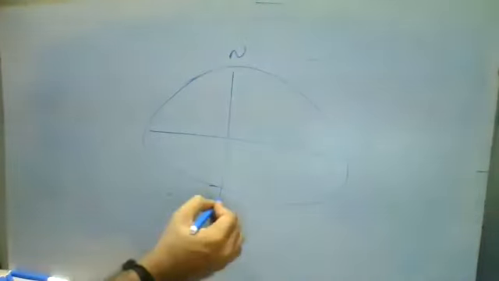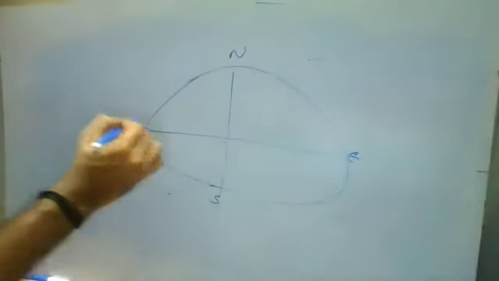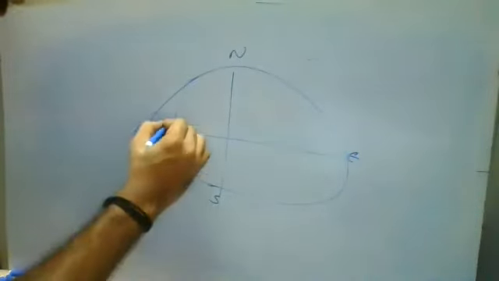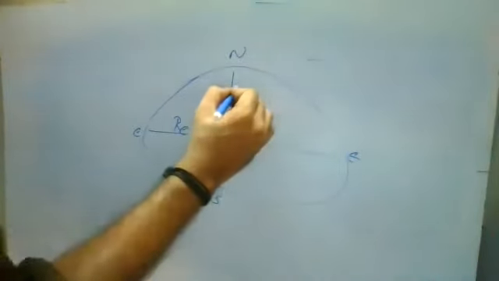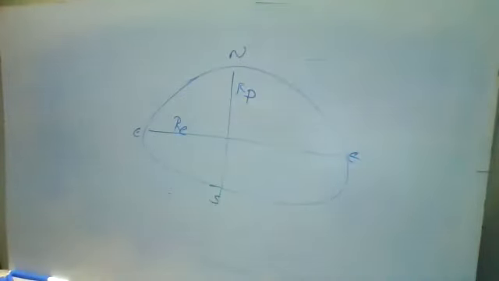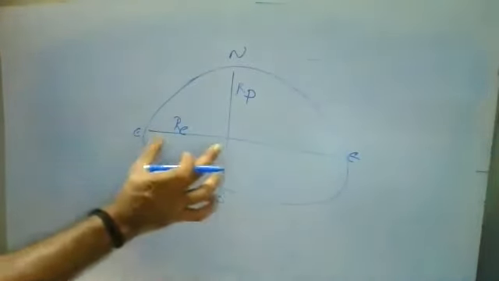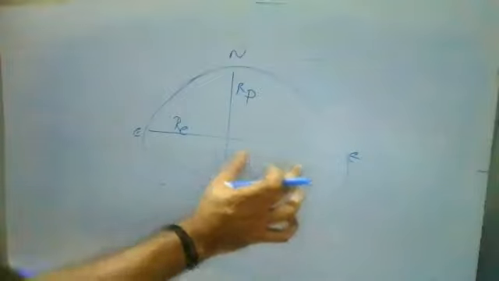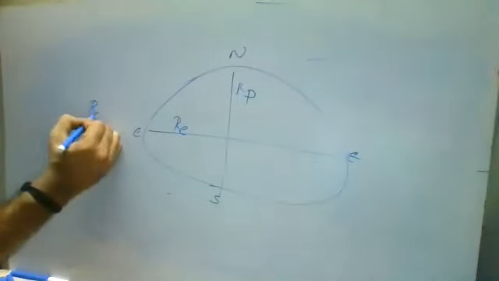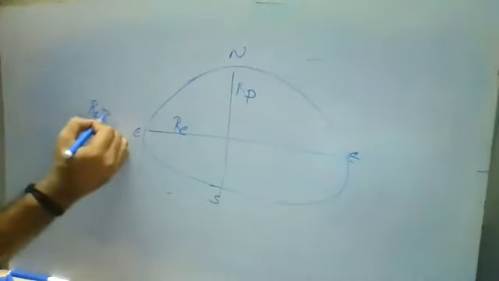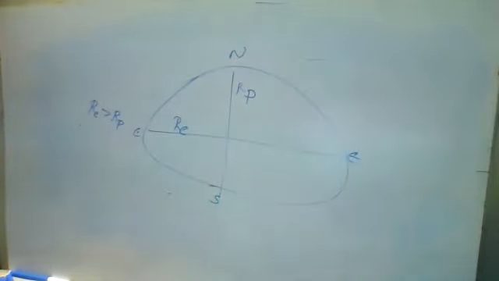For example, when I split the radius, these are nothing but your poles, north and south, and this is your equator. Here, comparing the radius at the equator and the radius at the pole, we know that the radius is greater at the equator. So RE, the radius of the equator, is greater than the radius of the pole. Remember the relation.